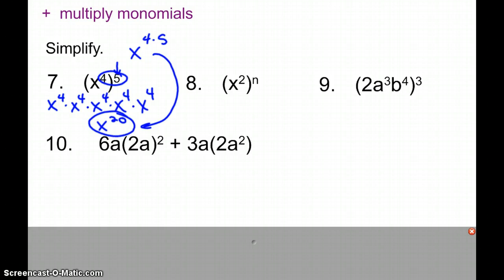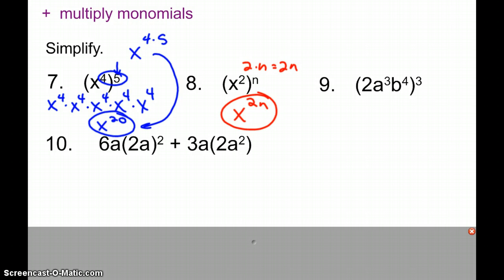If we look at example number 8, here we still have a power to a power. It's just that we have a variable exponent, and so if we do 2 times n, that's 2n, and so our base would be x, our exponent would be 2n, so we have x to the 2nth power.